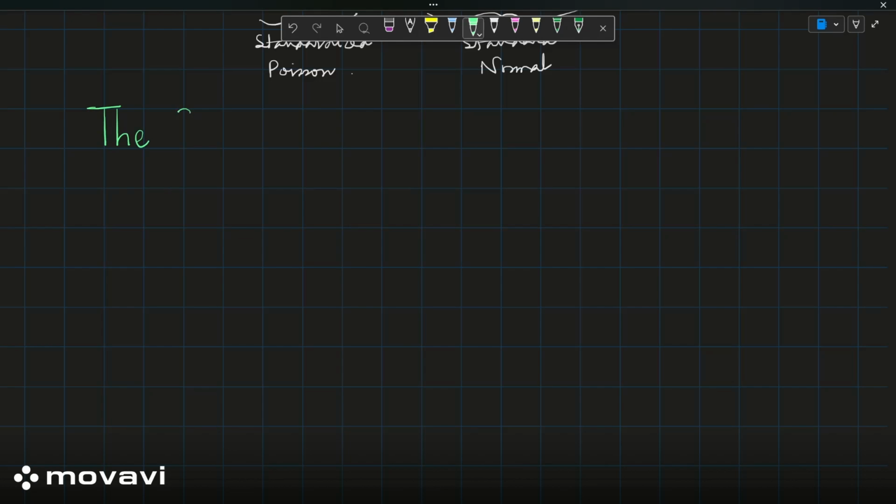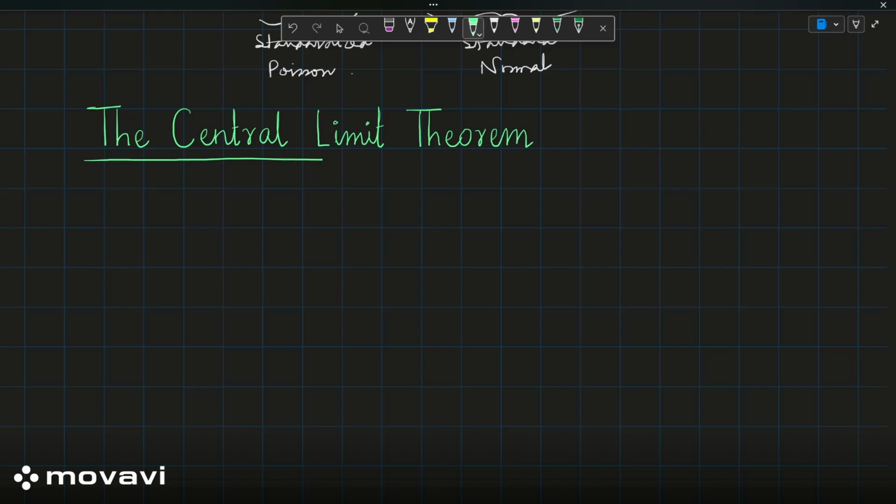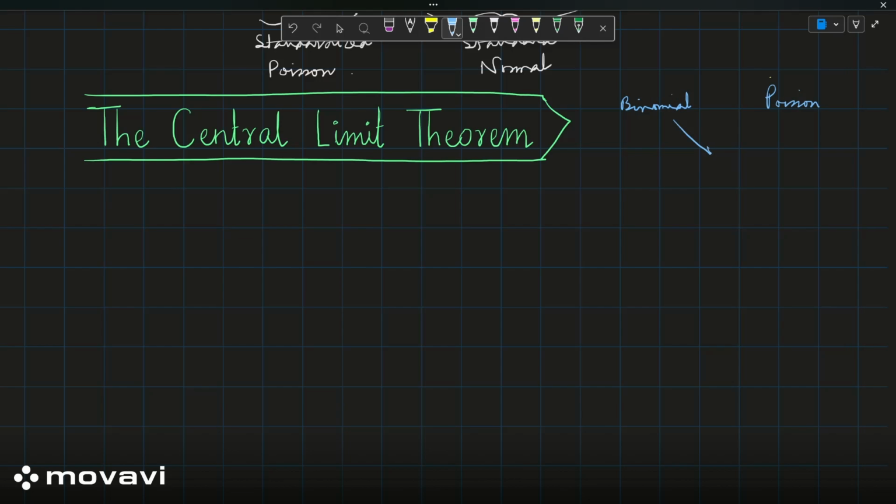Now we come to the most important theorem in all statistics and probability and data as such, which is the central limit theorem. So I hope you have noticed that the binomial distribution and the Poisson distribution, these two discrete distributions, are closely approximated to normal, a continuous distribution, when n tends to infinity. So in that limiting case, the question arises: is it the case with binomial and Poisson only, or is it the case with any other discrete distribution? The central limit theorem gives the answer.